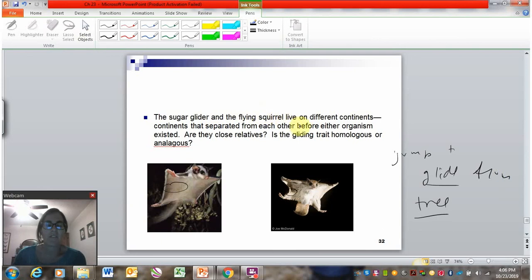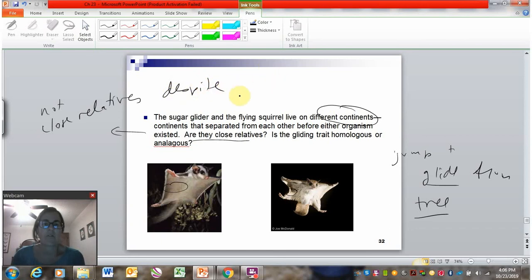The sugar glider and the flying squirrel are from different continents. And so these continents separated from each other before either organism existed. Okay, so are they close relatives? And is the gliding trait homologous or analogous? So first of all, are they close relatives? Well, as it states here, the continents separated from each other before either organism existed. So that suggests that they are not close relatives based on this similar trait. So they are not close relatives, even though they have the gliding trait.